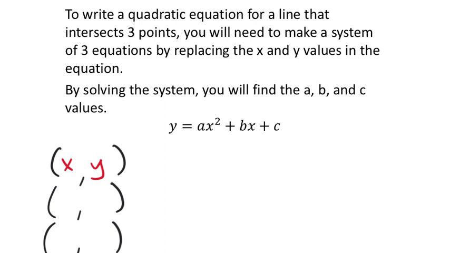Okay, this is saying that what you got to do is you take those x's and replace it with whatever x value is given, and then whatever y value is given, but you got to do it 3 times. And this will create a system of equations with 3 variables that are now a, b, and c, not x's and y's.